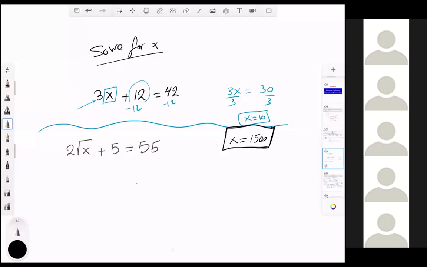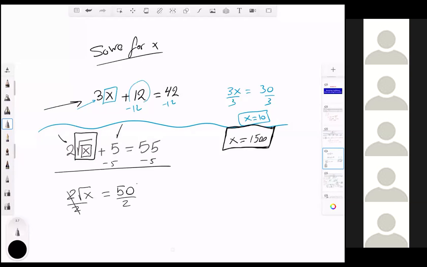Okay, so we are looking for this x, and x happens to be inside of the radical. So our job is to isolate the radical x. We're going to do the same thing as in this example. I'm going to get rid of this 5 and 2. So minus 5 minus 5, I get 2 radical x equals 50, divided by 2, radical x equals 25. So now what is x?